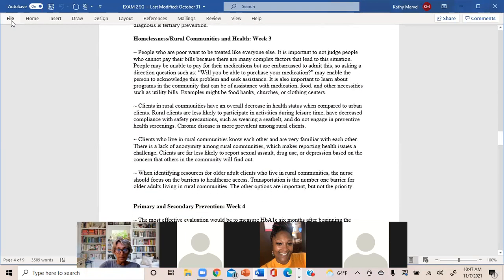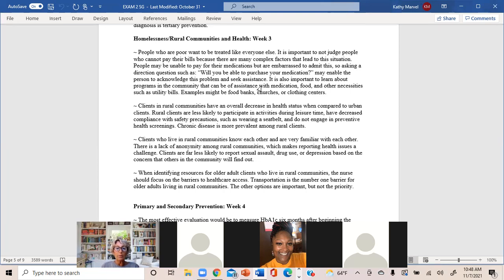And then homelessness, right? And we talk about homelessness with rural communities. We're still in week 3, right? We all know this. People who are poor want to be treated like everybody else. It's important not to judge people who cannot pay their bills. There are many complex factors that may lead to the situation. Maybe temporary, maybe long-term, who knows? Maybe people are unable to pay for their medications.